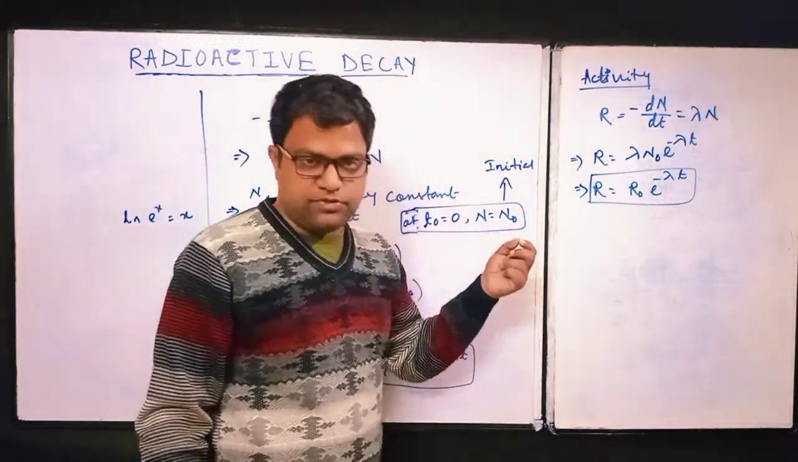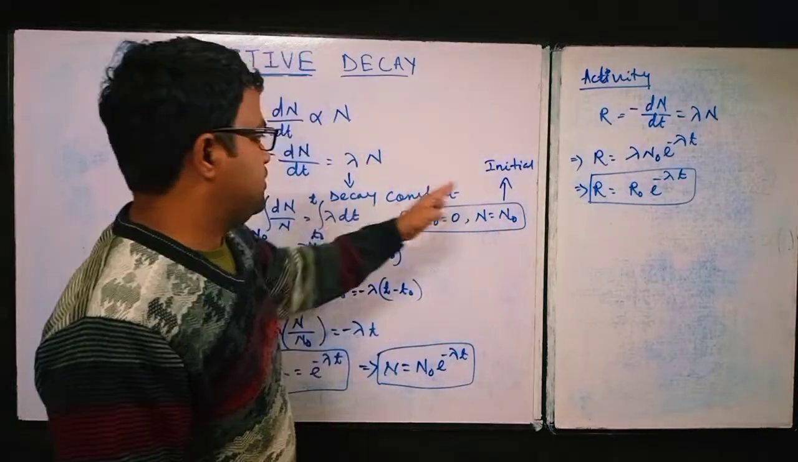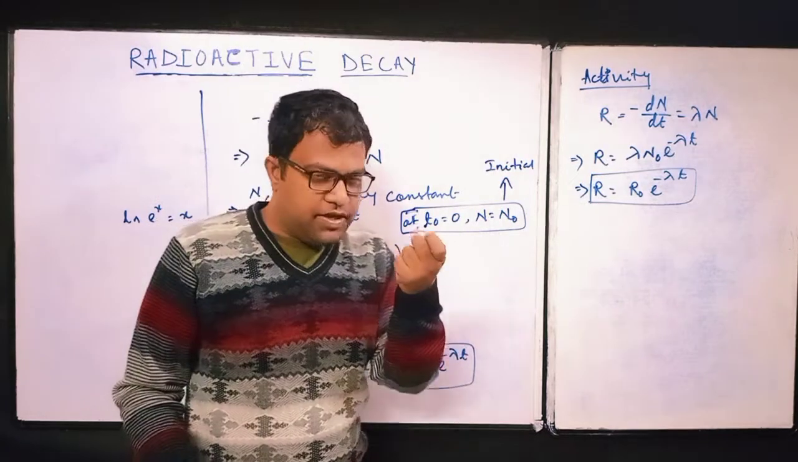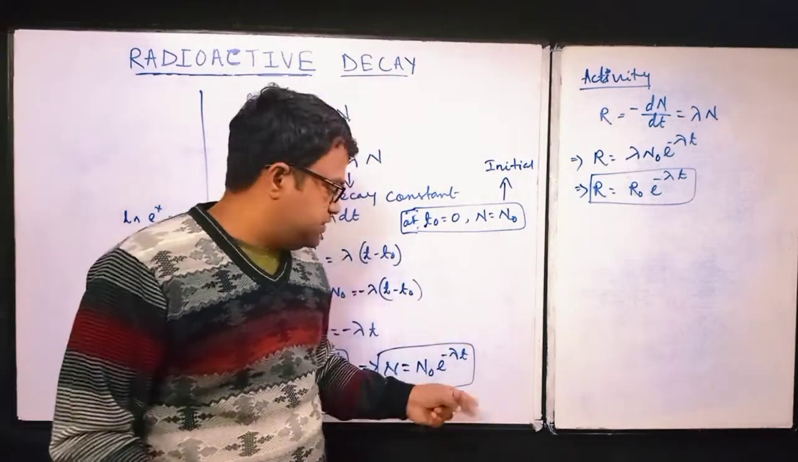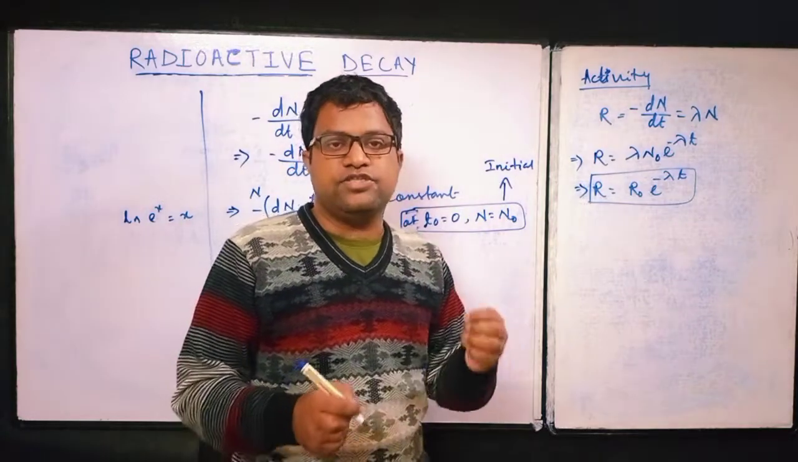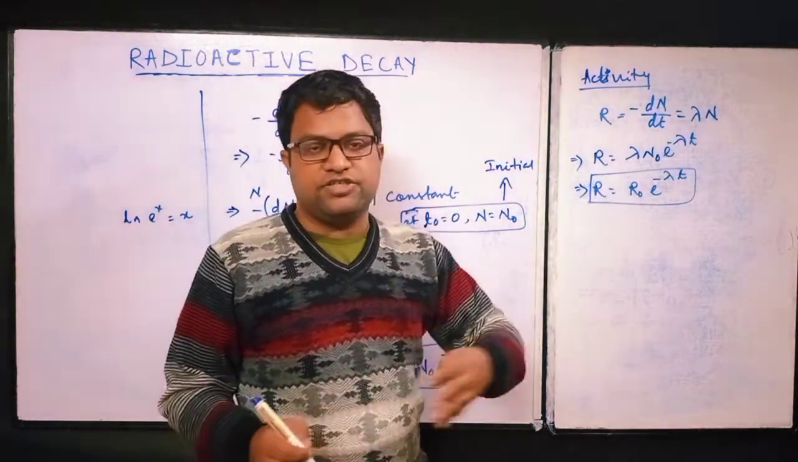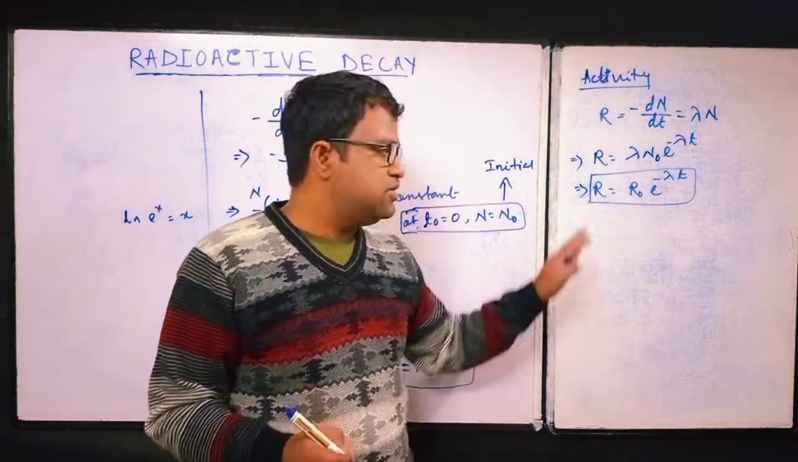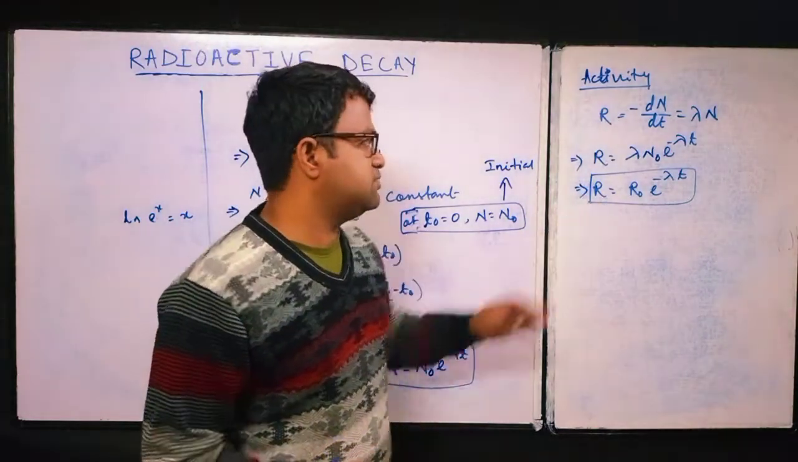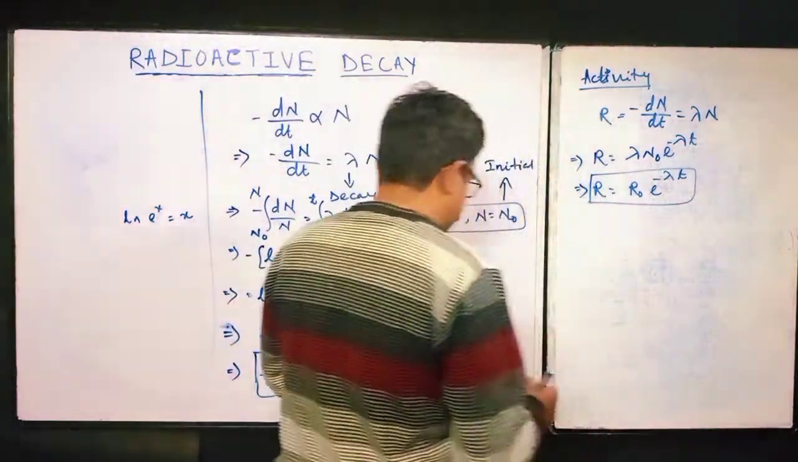So this is the equation in terms of activity. There is a difference between activity and this n. This is the number of radionuclides left after time t. This is the rate at which the disintegration is taking place. So there is a little difference between this activity and this n.